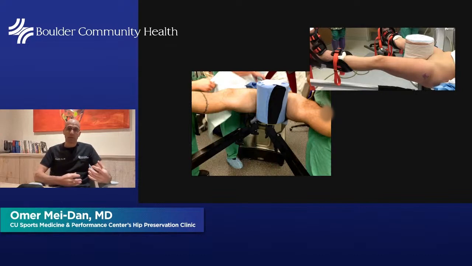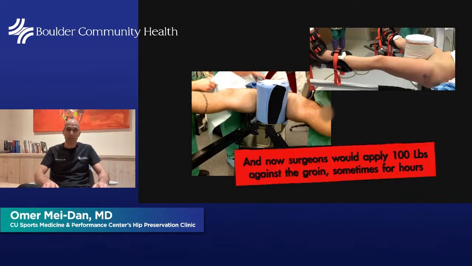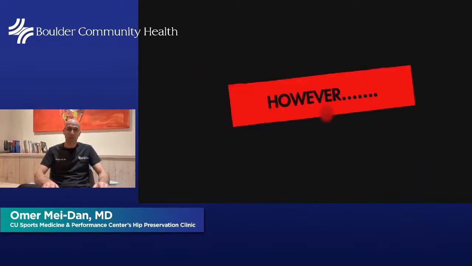So we would pull on one leg, and then the other leg would basically be the counterforce around the groin of the patient. And then we sometimes apply up to 100, sometimes even more than 100 pounds of force, sometimes for hours until we fix our way inside the hip joint.